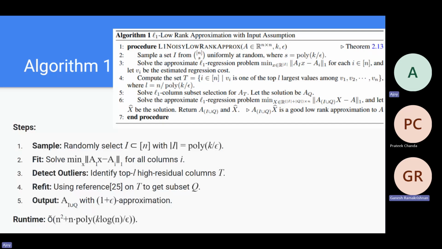One plus epsilon. What is epsilon? Oh, that's an input. The noisy low rank approximation takes epsilon as an input.